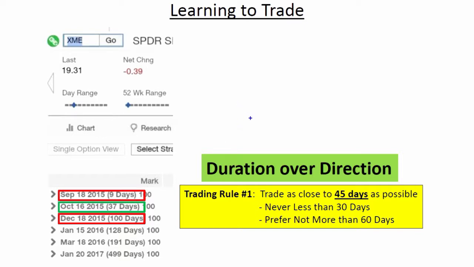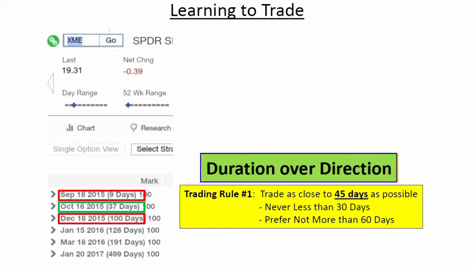So rule number 1 was that 45 days to expiration rule, and that's because we choose duration over direction. We want to give ourselves time to be right, and 45 days is the perfect window for that. Now, we never trade when it's less than 30 days, and we prefer not to be above 60. But if it's one of those things where it's 61 or 29, we're always going to go with 61. But of course, we prefer to be as close to 45 days as possible.